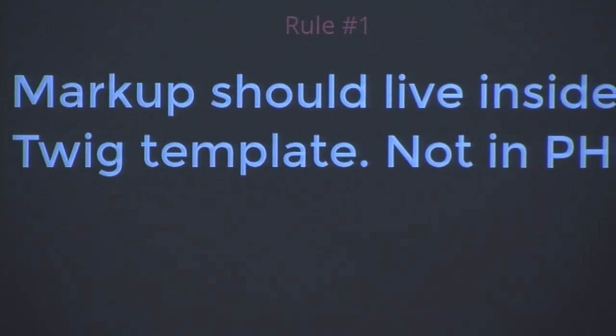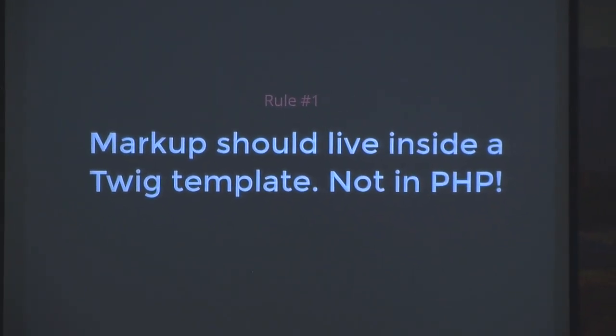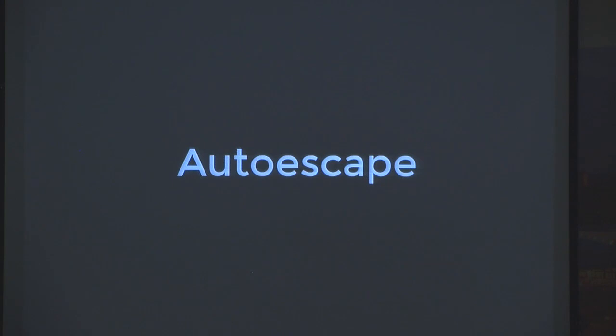So in Drupal 8, the rule number 1 is that the markup should live inside a Twig template, not in PHP. And as long as you follow this rule, everything will be good, and you will be happy. But if you don't follow this, your life might be a little bit miserable. The reason for this is in Drupal 8 we have enabled auto escape, which means that if you try to create your amazing markup in PHP, Twig will remove it automatically. It will escape it. So what happens is that it shows up on the browser.